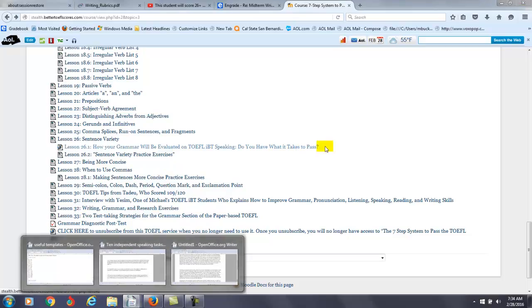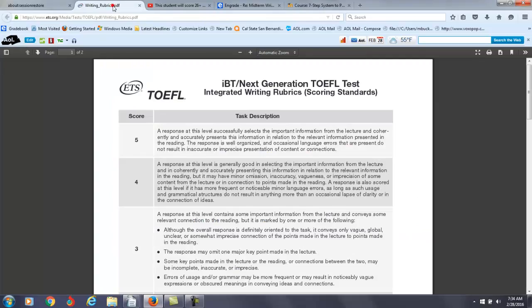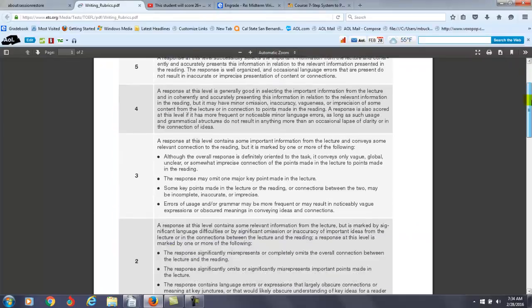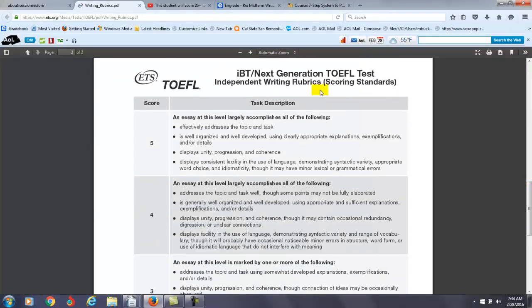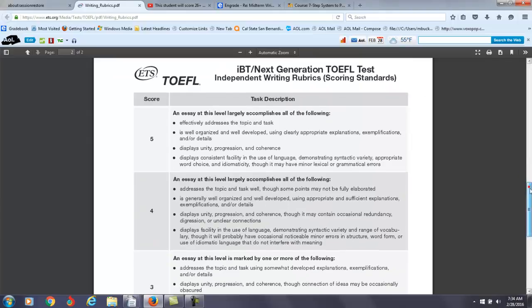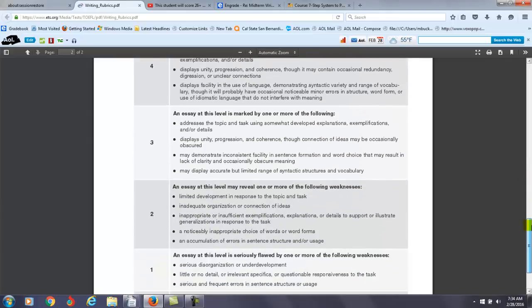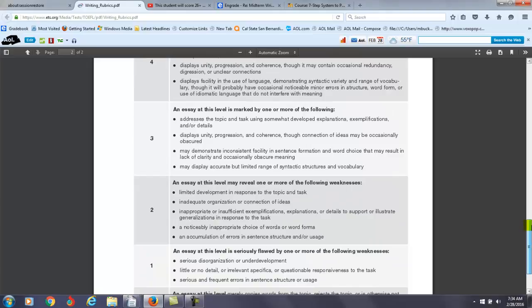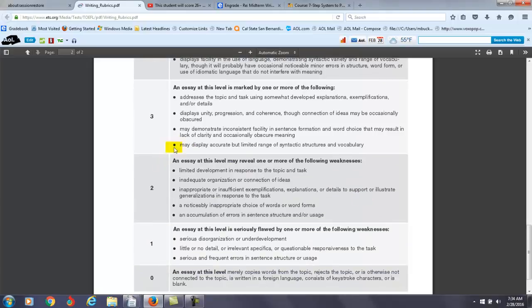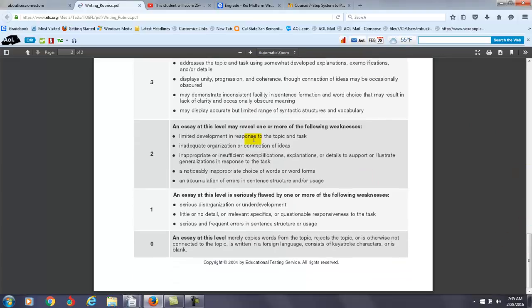Okay, now, the next step is we got to figure out what your score is here. So I'm looking at the ETS rubrics. They're called the Independent Writing Rubrics Scoring Standards. I need to figure out where you are right now. I can't put you in the 3 range here because it says may display accurate but limited range of syntactic structures and vocabulary. You're not really accurate in a lot of those areas. You're not exactly able to use the right words or the right grammar to express your ideas. So I can't put you in the 3 range.